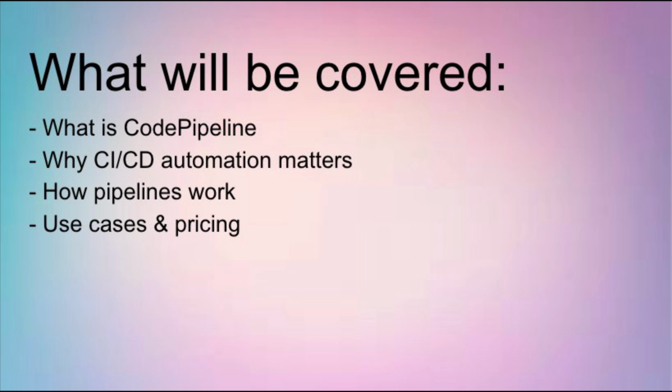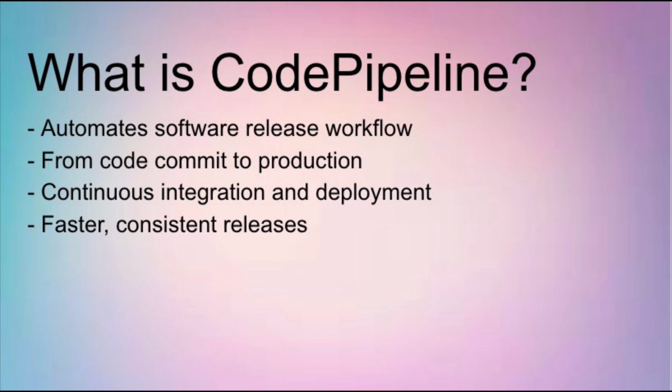So CodePipeline is AWS's way of automating your entire release workflow. You could think about everything that happens between writing code and deploying it to production. You commit the code, run the tests, build the application, deploy to staging, and run more tests, and then deploy to production. CodePipeline automates all those steps so they happen automatically every time you push new code.